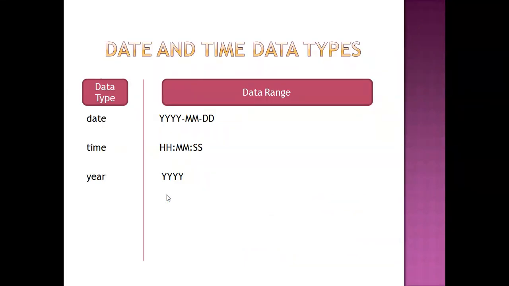If I talk about the third type of data, it's date and time. If I give my data type as date only, then I can store the date in YYYYMMDD format, right? If I give the data type time, this will store the data as hours, minutes and seconds. If I give only year, this will be the 4-digit year.